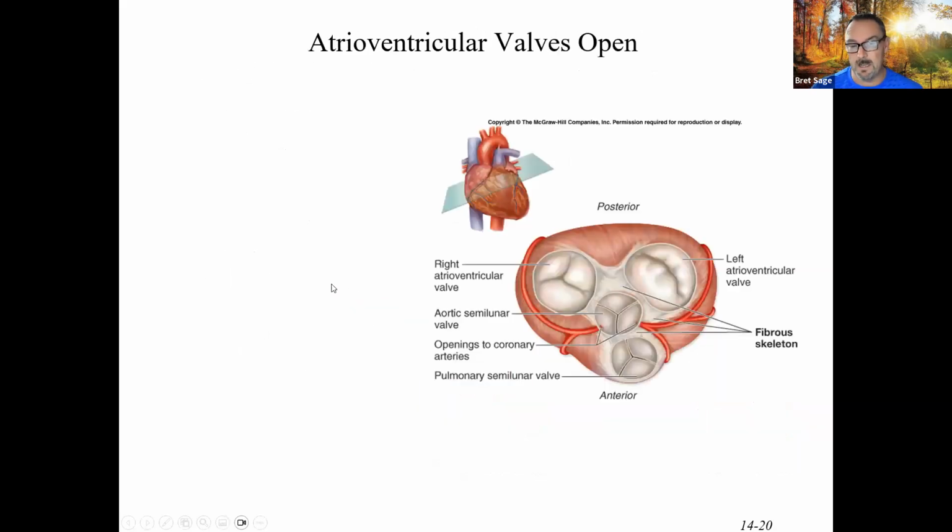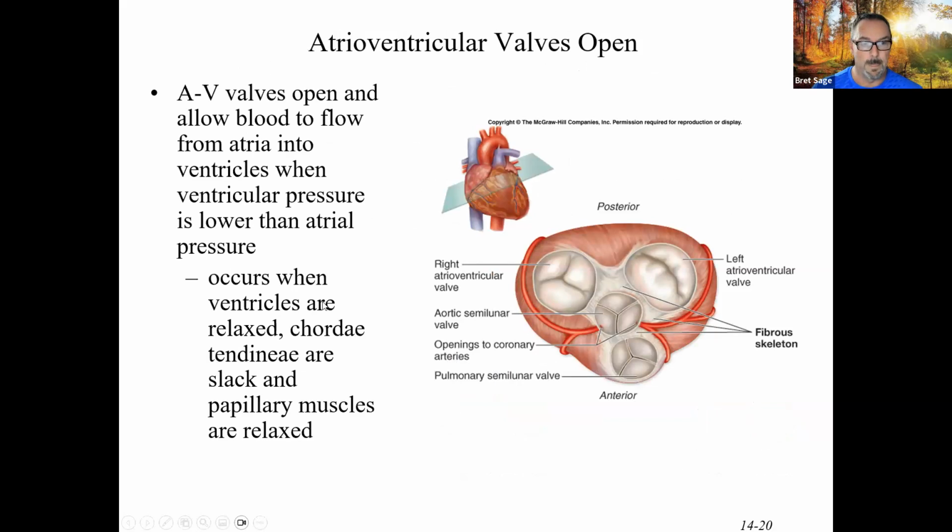Okay, so if you make a particular cut through the base of the heart, you can see all the valves here. The AV valves open and allow blood to flow from the atria to ventricles when ventricular pressure is lower than atrial pressure. This would be during atrial systole, which is contraction, and ventricular diastole, which is relaxation.